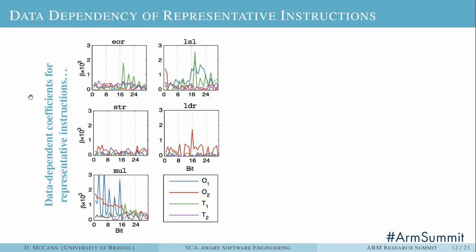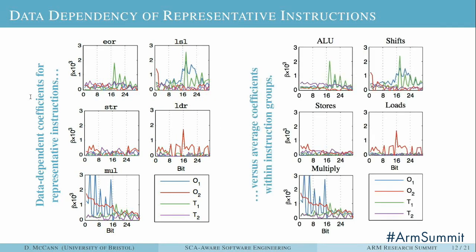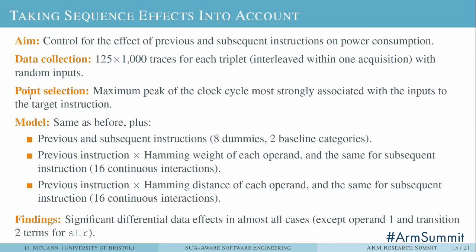This just shows the characteristics of the coefficients across all of the bits. You can see it varies quite a lot over the different bits themselves. If we compare that to the average for the whole group, we can see that our instruction choice is actually quite similar to the average, which means it's a nice and representative choice for that group. Then we went on to look at sequences.